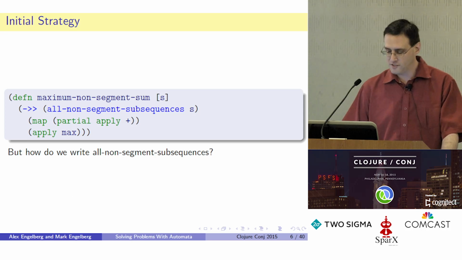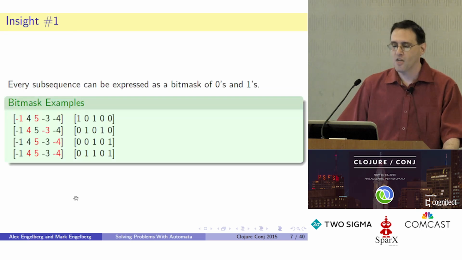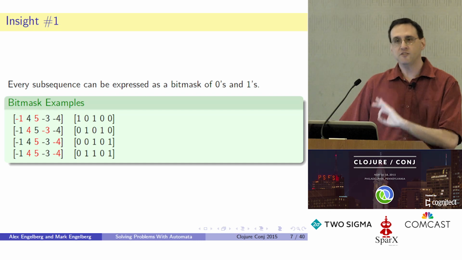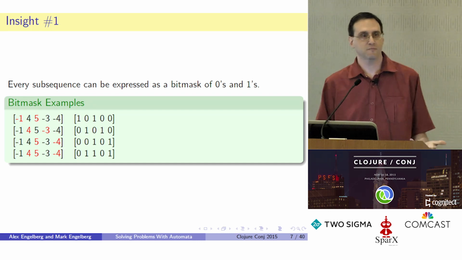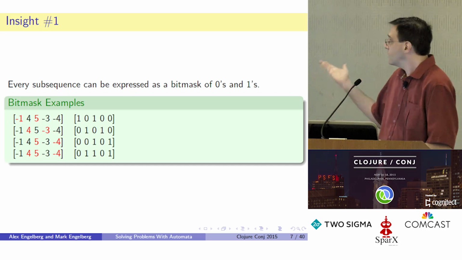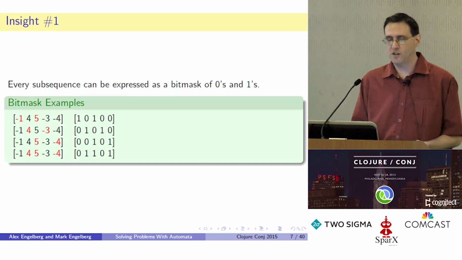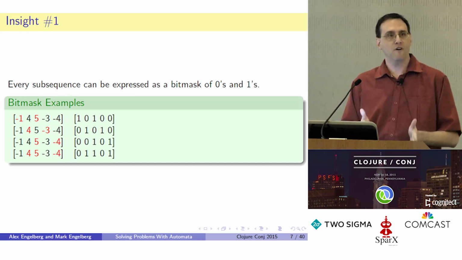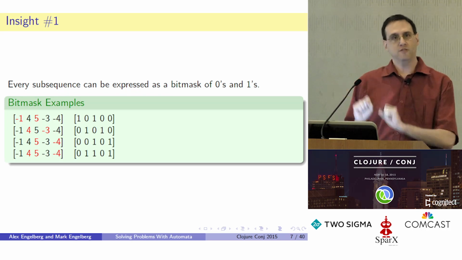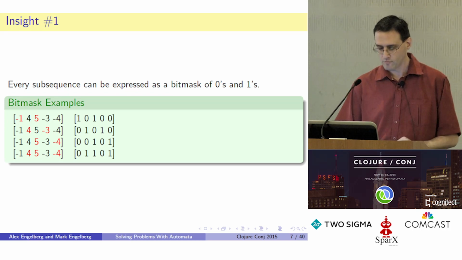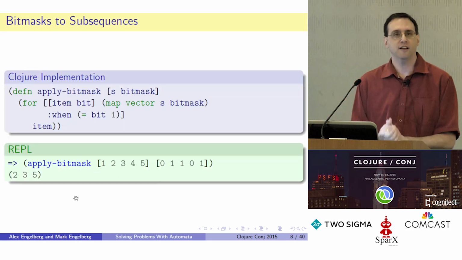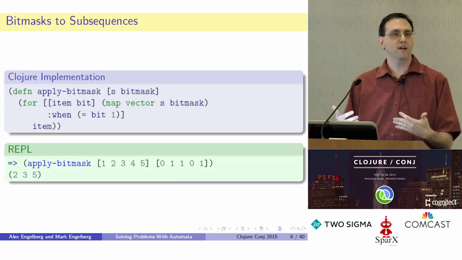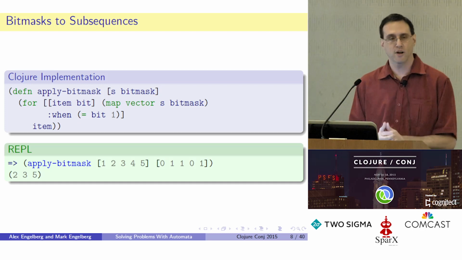Now, there are a couple of insights that can get us in the right direction. The first insight is that every subsequence can be expressed with a bitmask of zeros and ones. Here, in the first example, we're selecting -1 and 5 out of the sequence, so we put 1s in those positions. It's very easy to implement a Clojure function that takes a bitmask and a sequence and extracts out the subsequence.